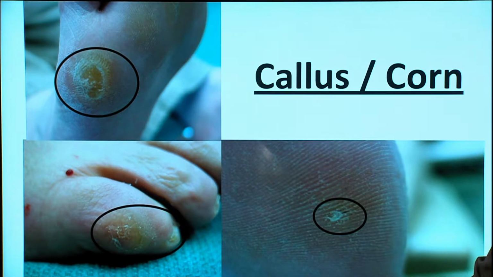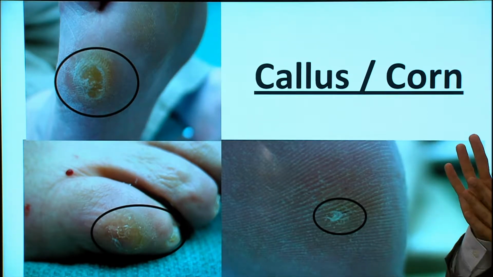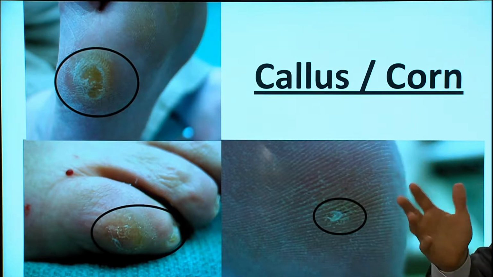Everyone asks, do I have a corn or do I have a callus? Basically, a corn and a callus are the same thing. Okay? They're all thickness of the skin. The main difference is that a callus is usually on the bottom, and a corn is usually on the top. And that's kind of the main difference. So a callus is on the bottom of the foot, a corn is on the top or on the sides of the foot. And how do you treat corns and calluses?